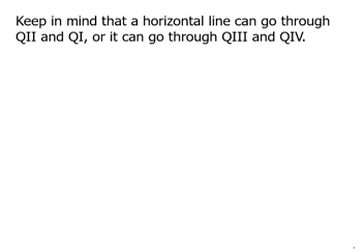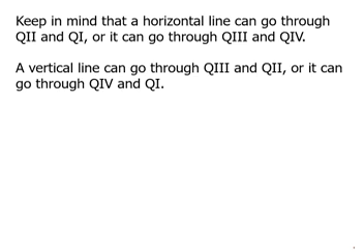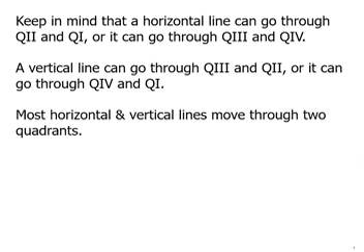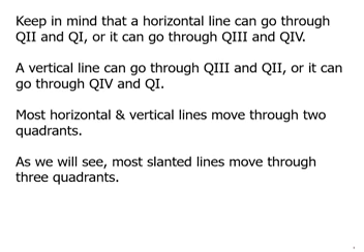Keep in mind that a horizontal line can go through quadrants 2 and 1, or it can go through quadrants 3 and 4. A vertical line could go through quadrants 3 and 2, or it could go through quadrants 4 and 1. Most horizontal and vertical lines move through just 2 quadrants. As we'll see later on, most slanted lines move through 3 quadrants. We'll talk about that later.